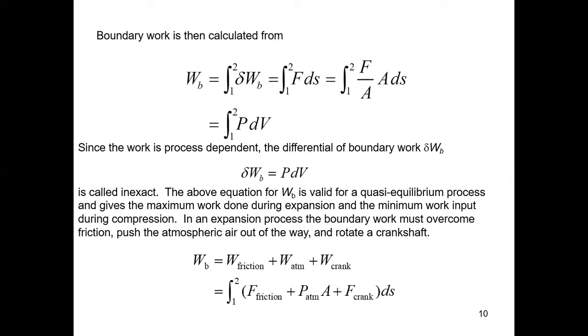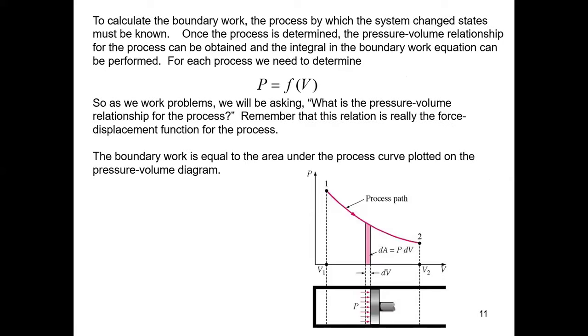In an expansion process, the boundary work must overcome friction, push the atmospheric air out of the way, and rotate a crankshaft. So WB is W friction plus W atmosphere plus W crank. That is obtained by integrating F friction plus pressure of the atmosphere multiplied by area plus F crank, multiplied by ds. So here we are doing an integral.